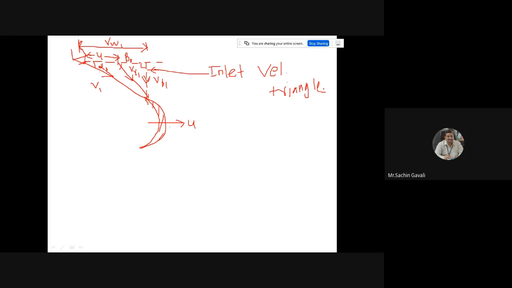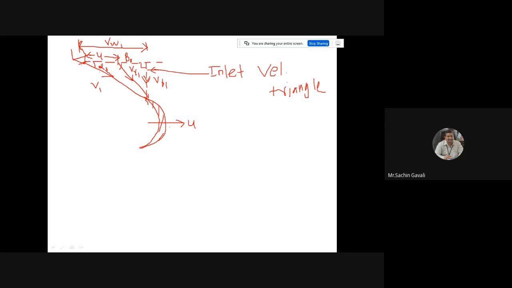Anybody having doubt about the inlet velocity triangle? Please ask, otherwise I will continue. Afterwards I will not draw a neat diagram that you can copy. Everybody understood? If yes, you can write yes. Nikita Power says she understood, and Shubham Gandole also says yes. Others reply. I am going to repeat because this is very important and it is the basics.